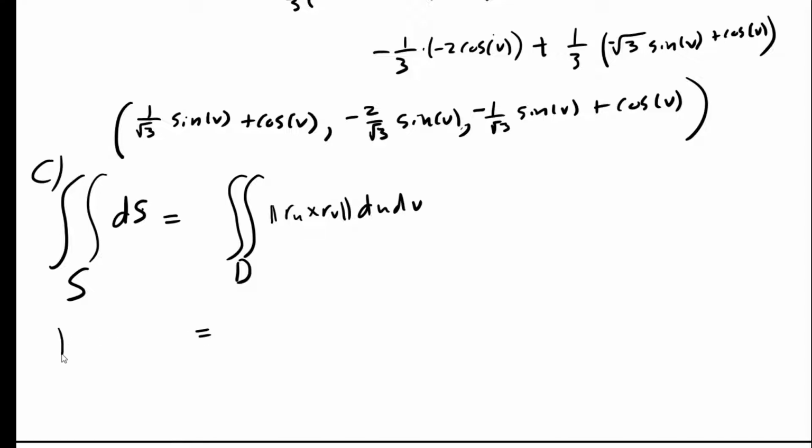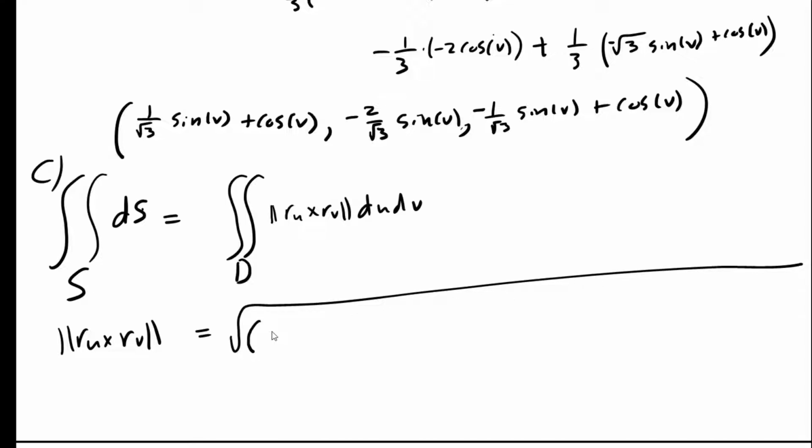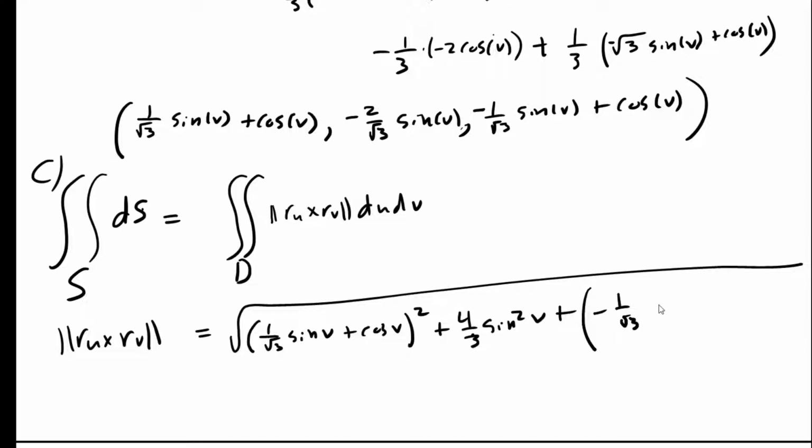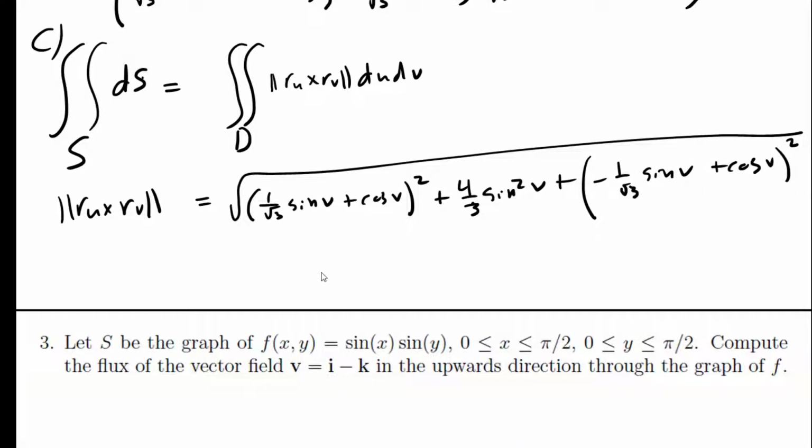So let's compute the norm. So it's going to be square root, it's going to be a long, 1 over root 3 sine v plus cosine v, plus 4 over 3 sine squared v plus 3 sine v plus cosine v squared. We can insert page.